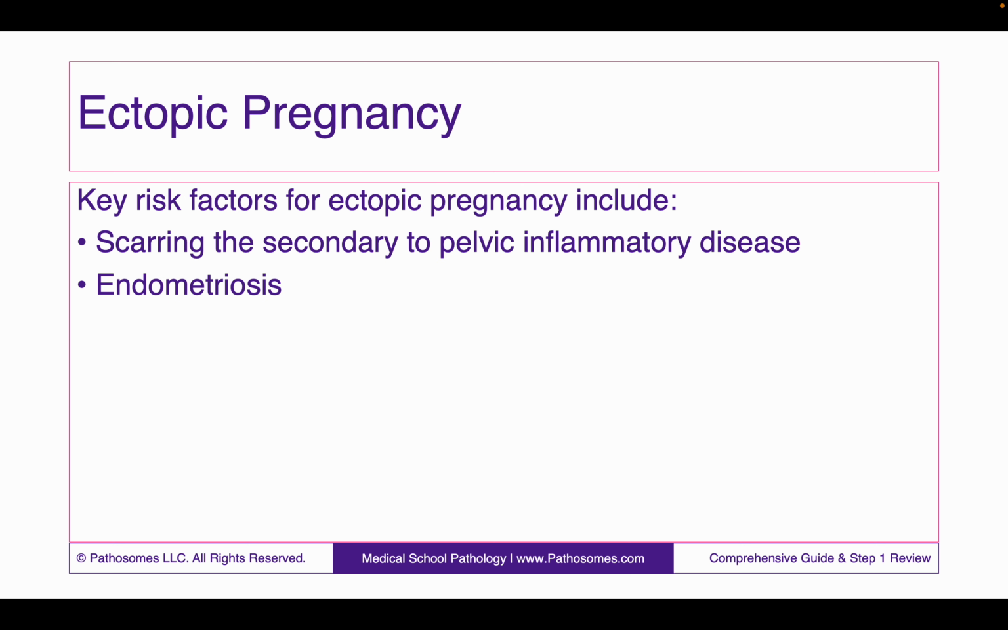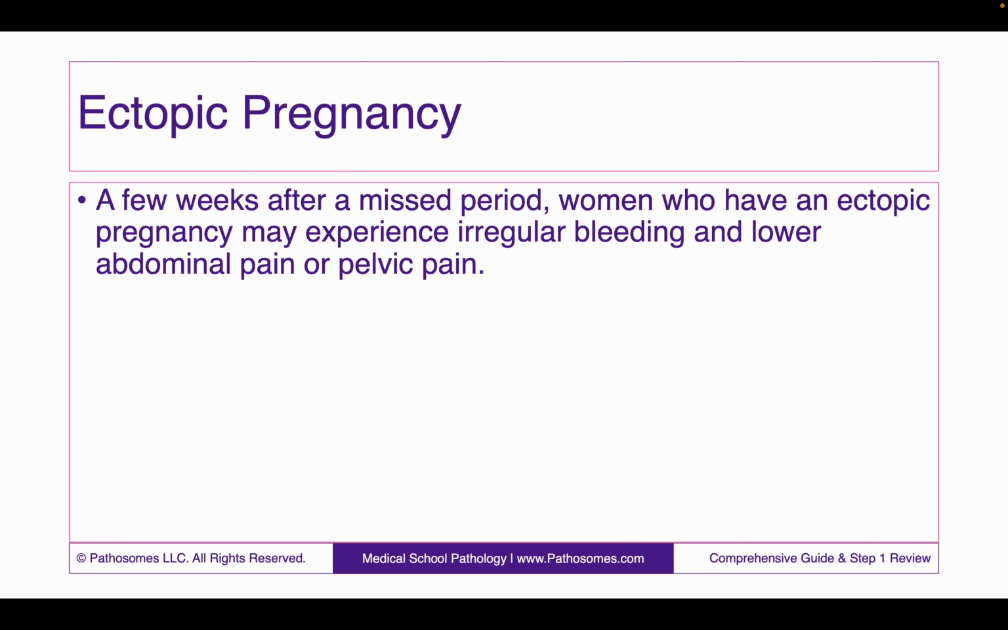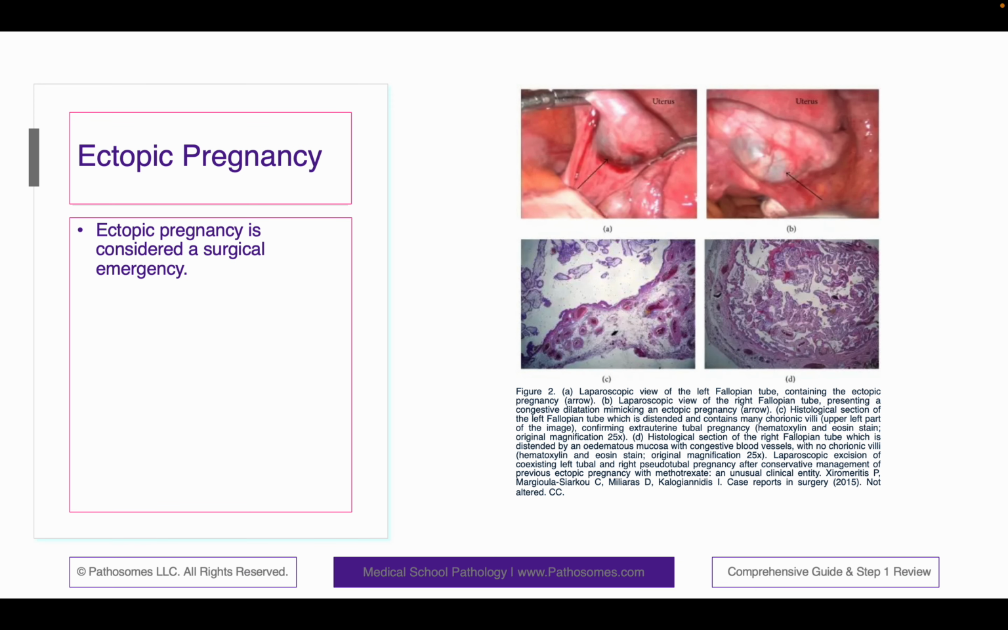Key risk factors for ectopic pregnancy include scarring, such as that secondary to pelvic inflammatory disease, and endometriosis. A few weeks after a missed period, women who have an ectopic pregnancy may experience irregular bleeding and lower abdominal pain or pelvic pain. Ectopic pregnancy, as you know, is considered a surgical emergency.